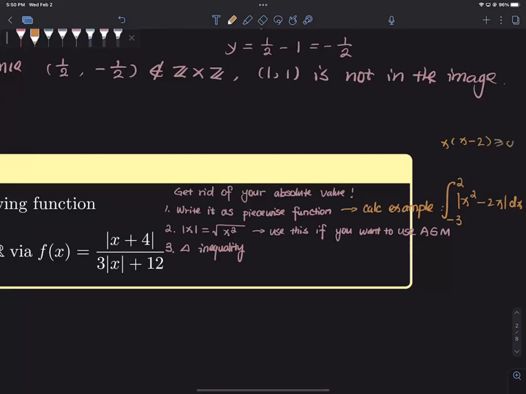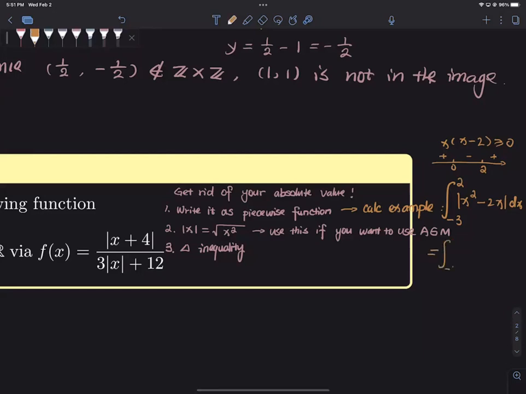Okay, so in this case, you need to check when x squared minus 2x is greater than 0 or less than 0. You need to draw this, and you see it's greater than or equal to 0 when x is less than 0 or greater than 2, and negative in between. So it's positive, negative, positive. Which means you need to write it as a sum of integrals.